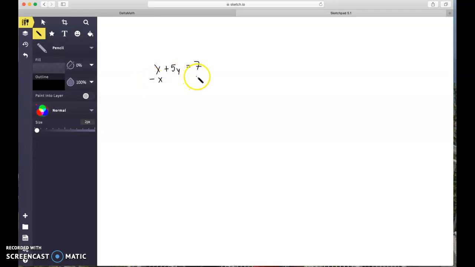So I'm going to subtract x. I'm going to try and get y by itself. So I've got 5y equals negative x plus 7, or 7 minus x. And then I'm going to divide both sides of my equal sign by 5, because that's the opposite of multiplying. So I've got y equals negative 1/5 x plus 7/5. So that's my first equation.